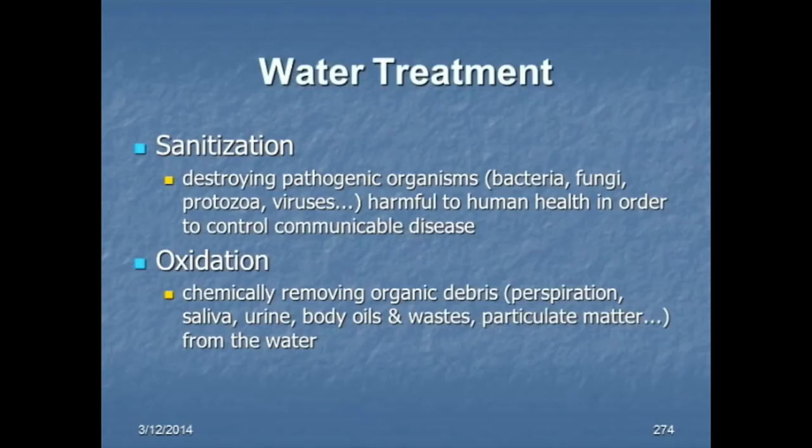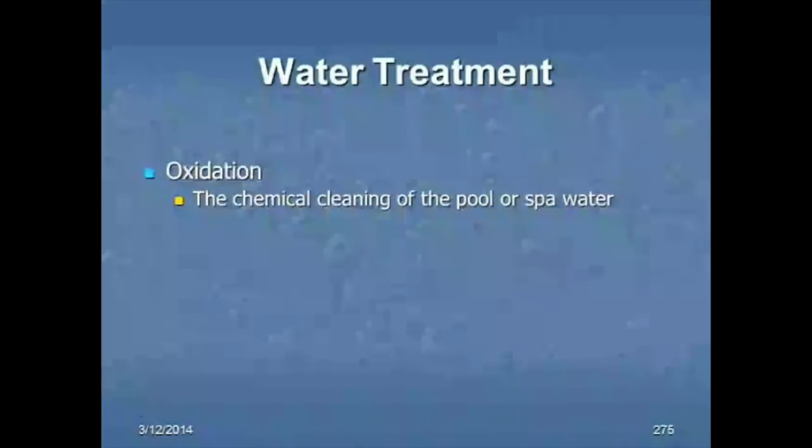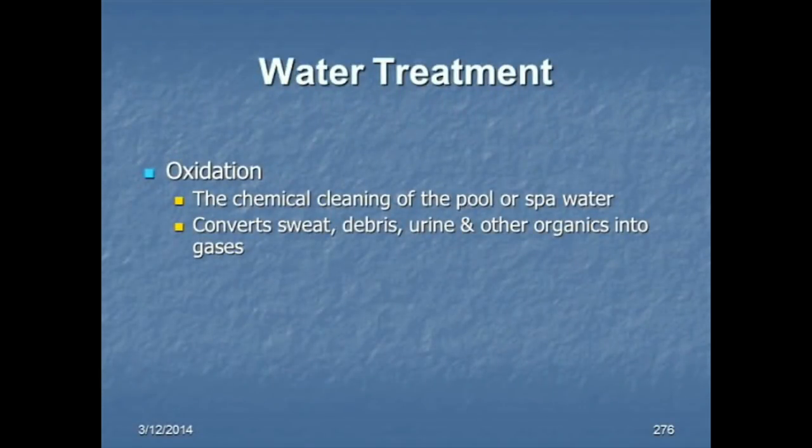We're chemically removing the organic debris, the perspiration, the saliva, the urine, the body oils, the waste, those particulate matters. We're taking that out of the water. We're basically filtering the water on a molecular scale. Let's look at what the oxidation process is a little bit deeper. When we're oxidizing, we're cleaning that swimming pool water on a chemical level, on a molecular scale. We're converting that sweat, that debris in the pool water, the urine, those other organics into a gas.